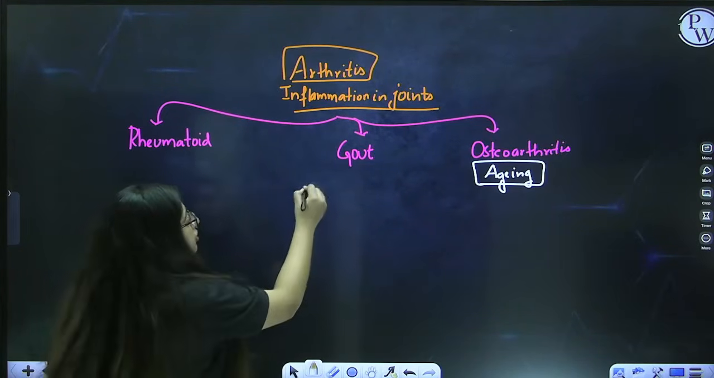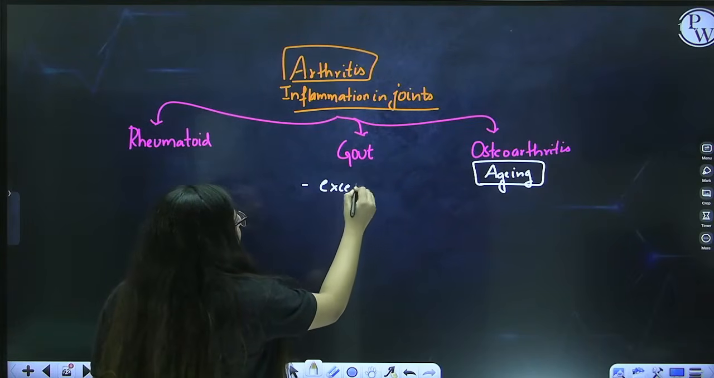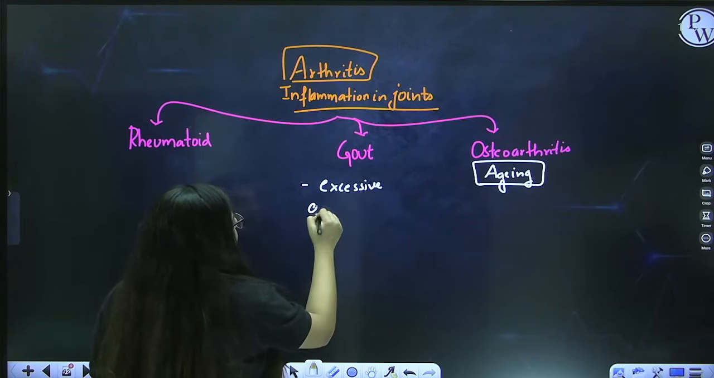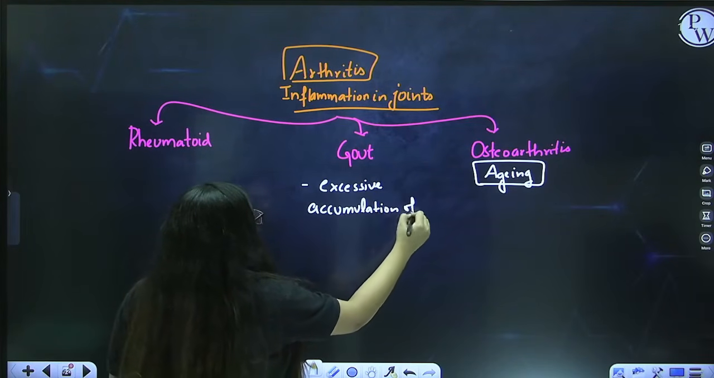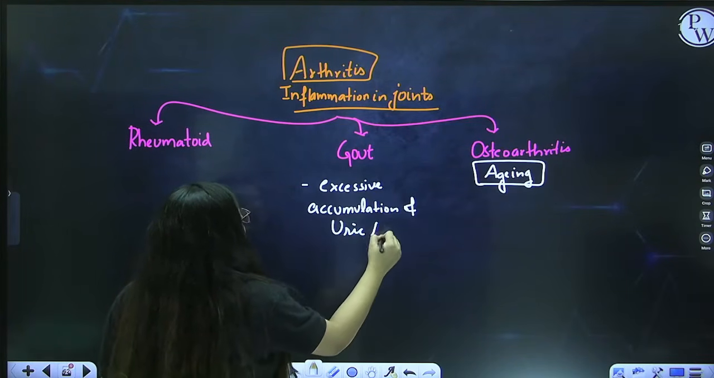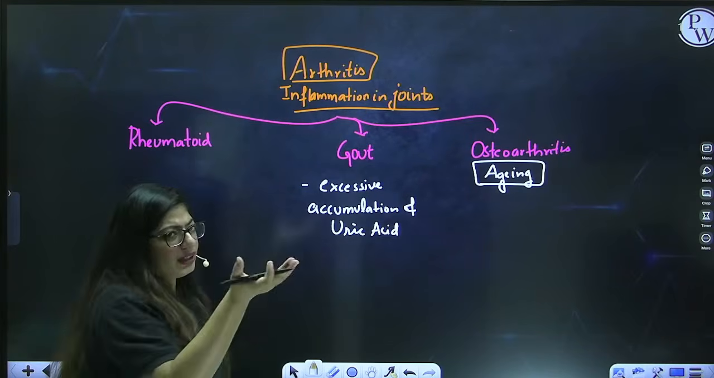Gout occurs due to excessive accumulation of uric acid. If there is more uric acid in your blood, that can be because you eat a lot of pulses, and so the uric acid can be increased.